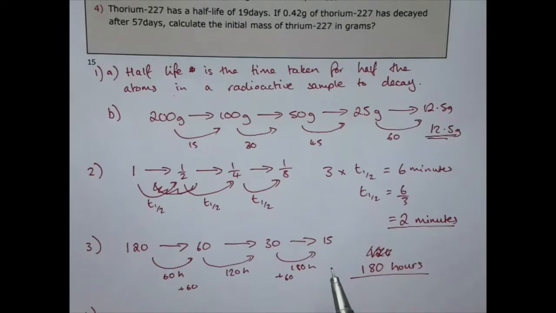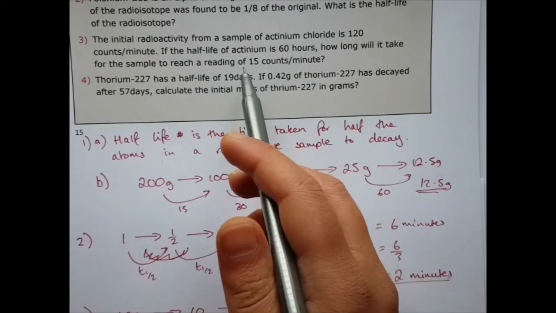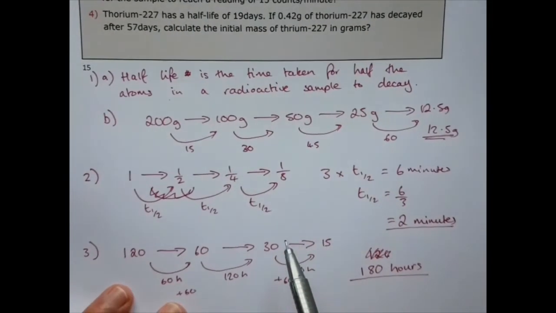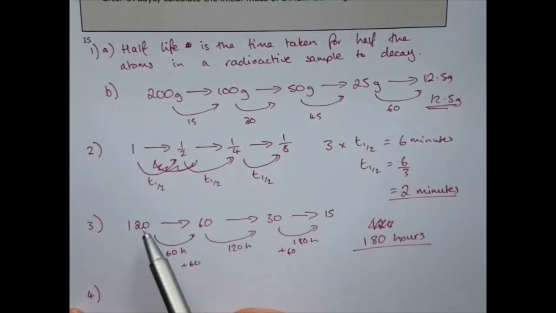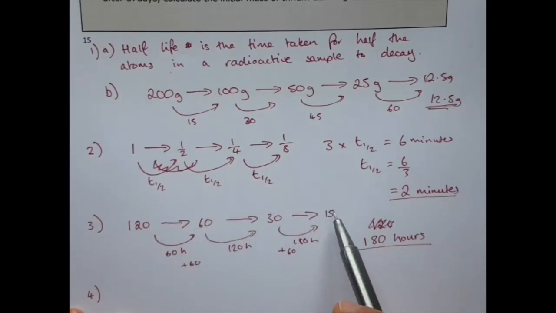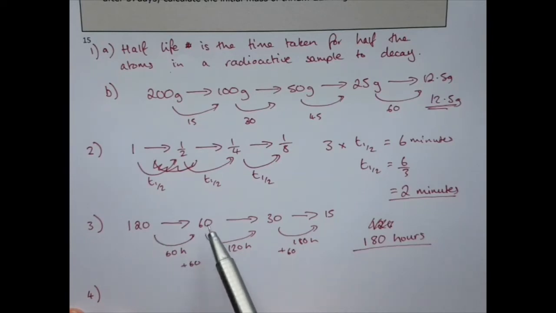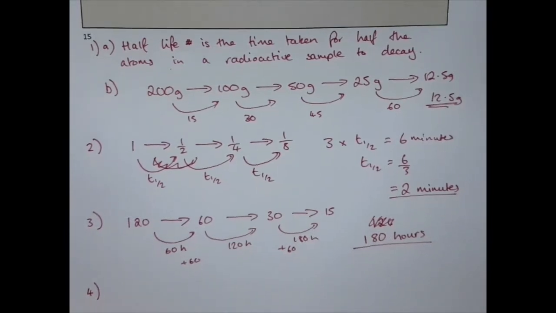Question 3, we were asked how long does it take for the sample to reach a reading of 15 counts per minute from 120 if the half-life is 60 hours. So a count of 120 is going to half to 60, and then to 30, and then to 15, which is the count that we're asked about. And each of those stages is going to take 60 hours. So we've got 60 to 120, then another 60 gives us 180 hours altogether.